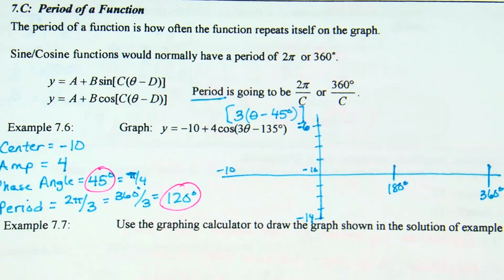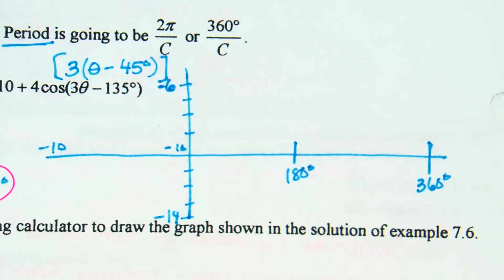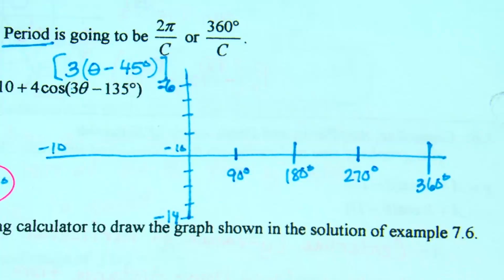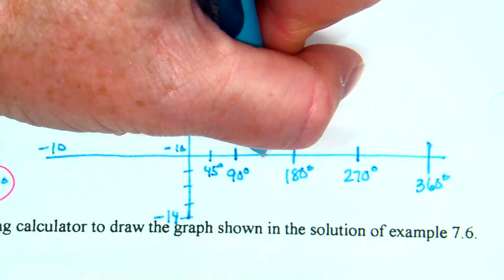So let me zoom in here a little bit. In the middle of 180 is 90. I mean, I guess if you want to put the other middle over there, it's 270, but well, we have a phase angle of 45, so I'm going to break it down one more time. Okay. In the middle of 0 and 90 is 45. What's in the middle of 90 and 180? 135.